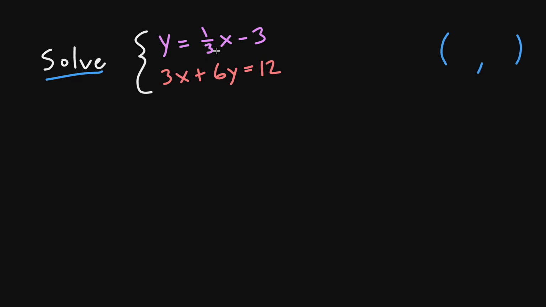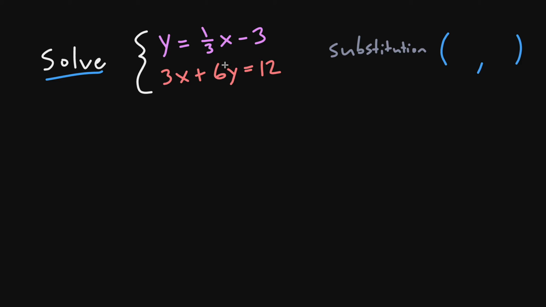This is not giving us a strategy to use, so we have to figure out which strategy to use. What I want you to notice is that one of these two equations is either x equals or y equals. You see it? This top equation is a y equals equation. As long as you have at least one of the equations looking like this, you can use what's called substitution. So substitution is our strategy here.